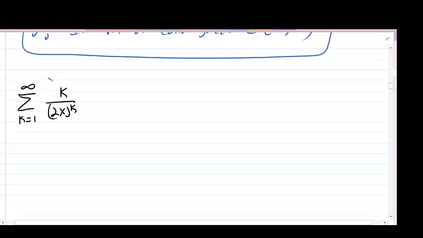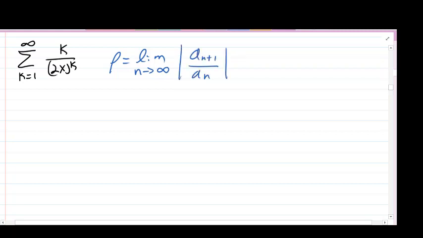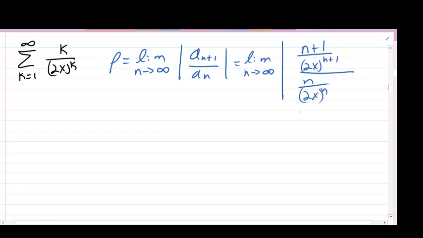Let's try one more. All right, so we're going to do the ratio test again. So rho equals the limit as n goes to infinity of a to the n plus 1 over a to the n. And for this, that's going to be the limit as n goes to infinity of, let's see, a to the n plus 1 is going to be n plus 1 over 2x to the n plus 1 over n over 2x to the n.